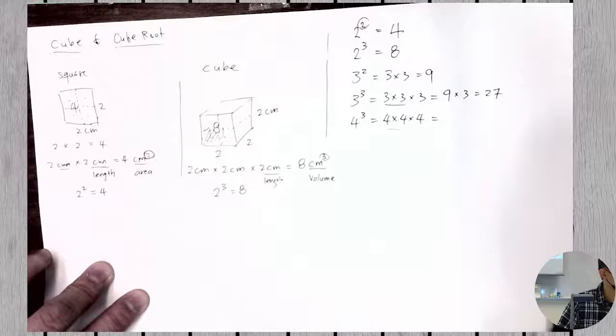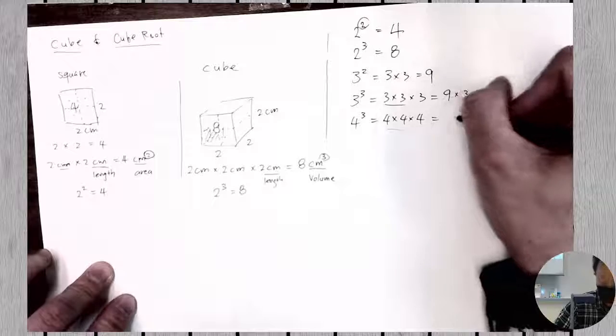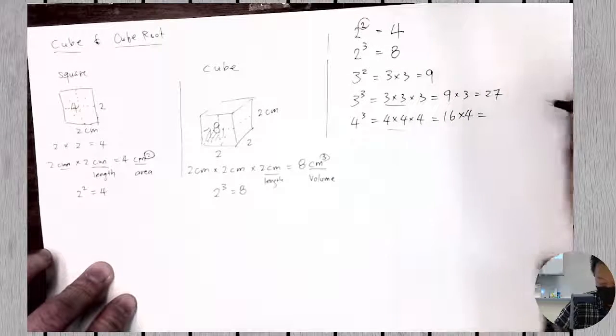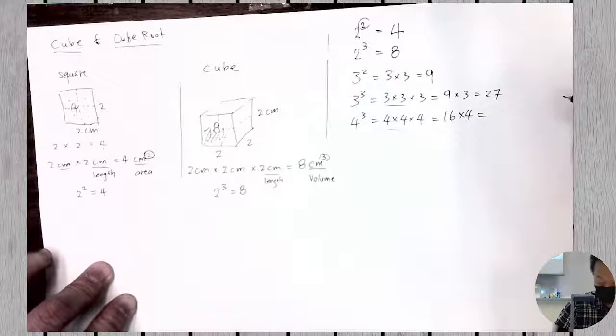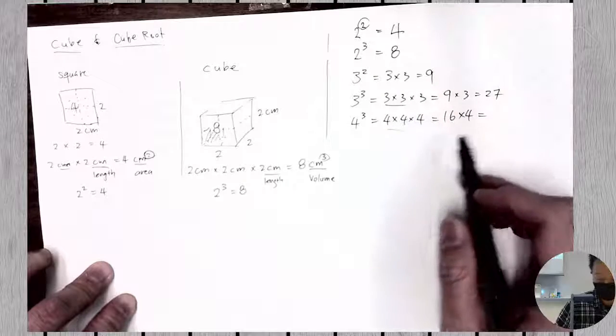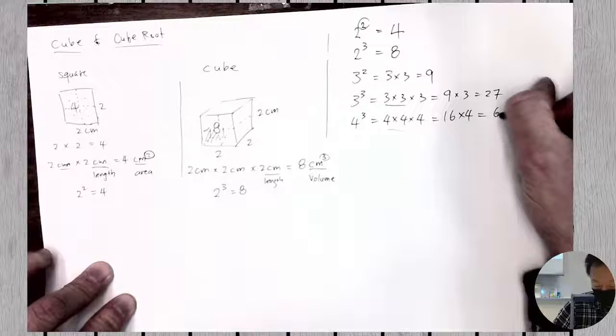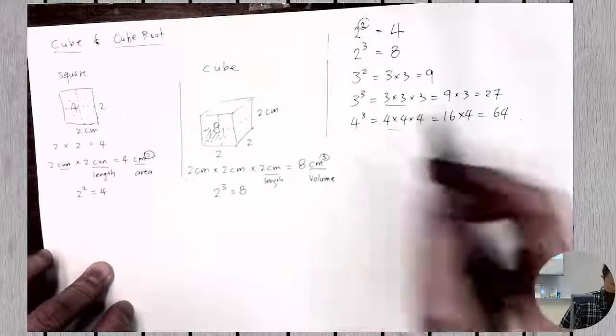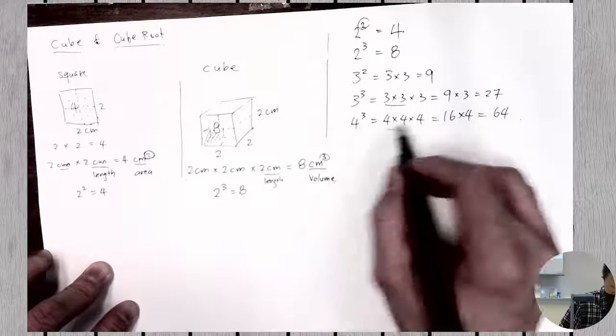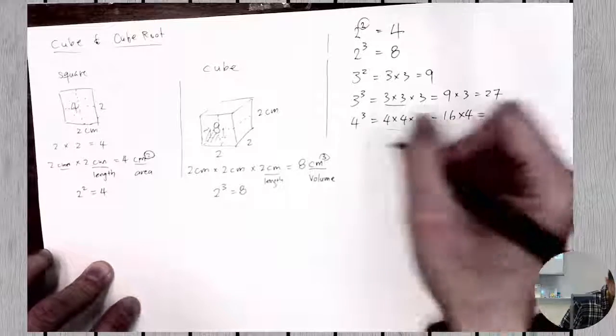4 times 4. Multiplication table. Yes. Thank you. 16 times another 4 should give you, can you do this in your head? 16 times 4? 64. Thank you. All right. So that is 3 times. I mean, it multiplies itself 3 times, right?